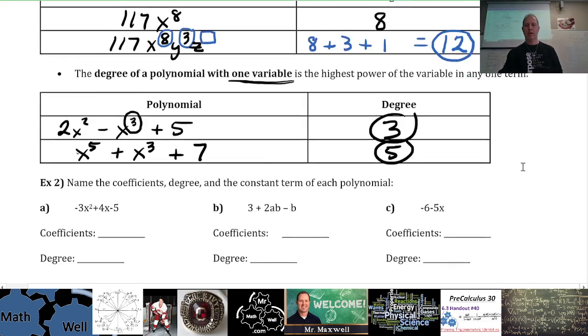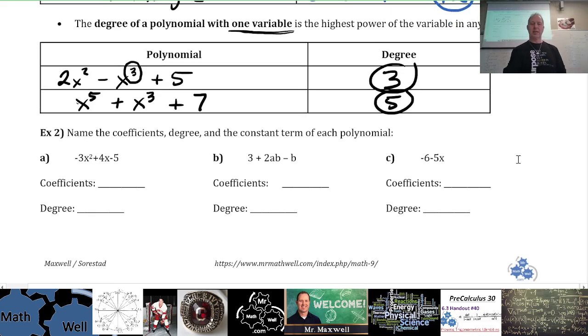You guys got it. Okay, the last exercise, I'll do the first one with you, and then you'll do the last two, and then I'll hand out your worksheet for today. So, name the coefficients, the degree, and the constant term of each polynomial. Coefficients, degree, and, I don't have a space for constant term.